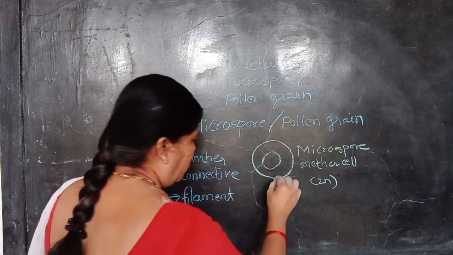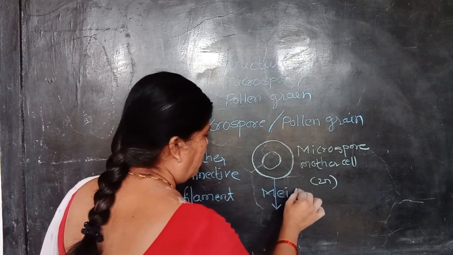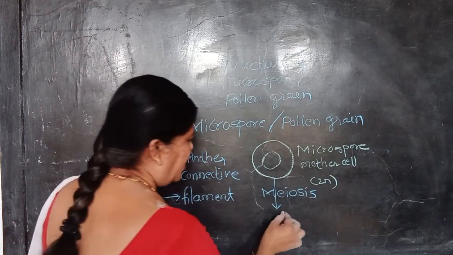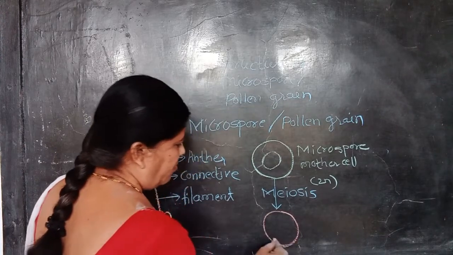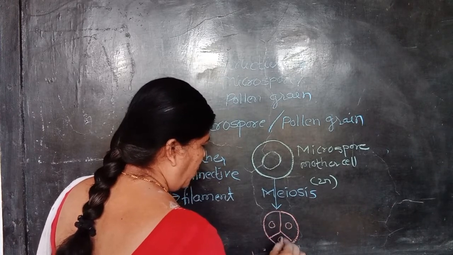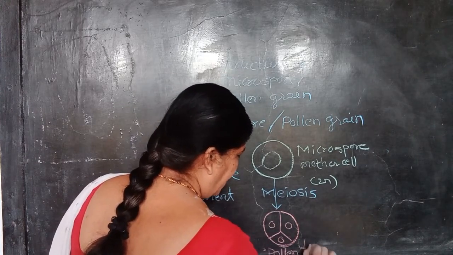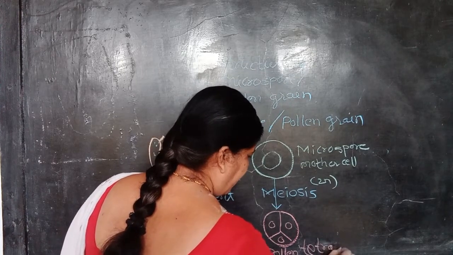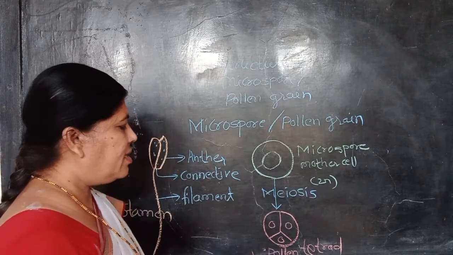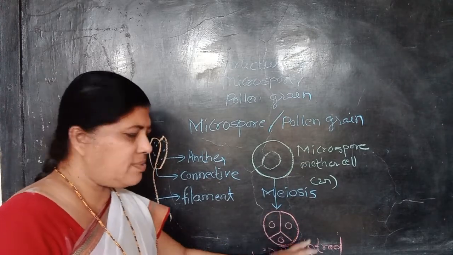So microspore mother cell undergoes meiosis, and 4 pollen grains are formed from one microspore mother cell, and this is called as pollen tetrad. Pollen tetrad means pollen grains are in a group of 4, hence it is called pollen tetrad.